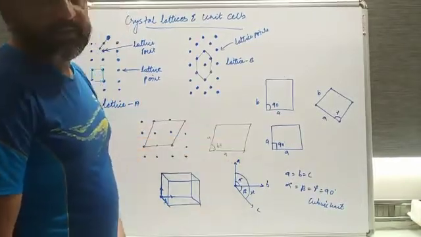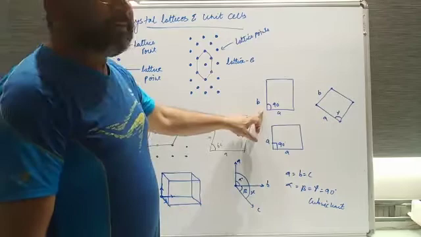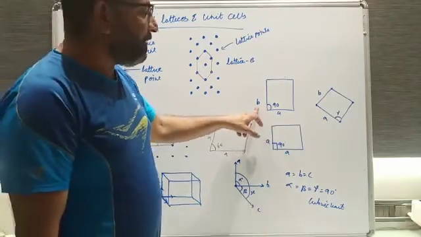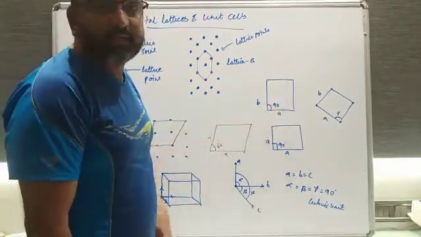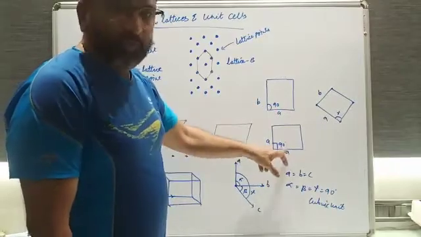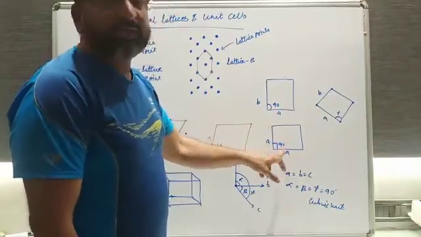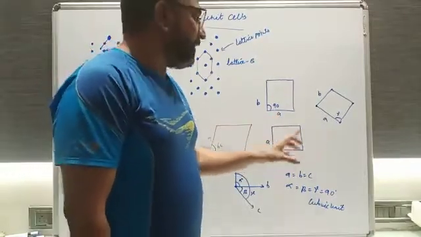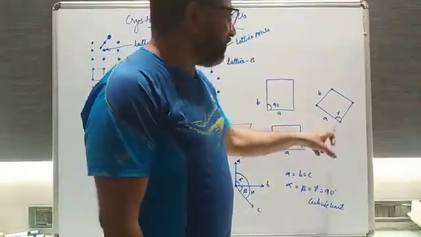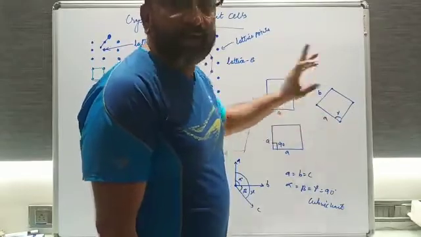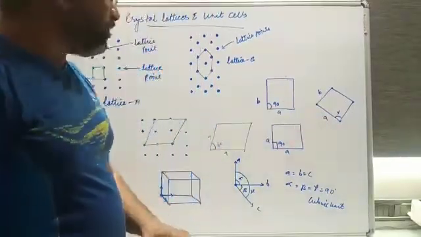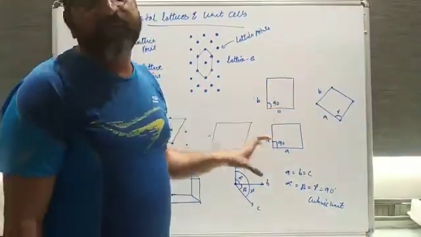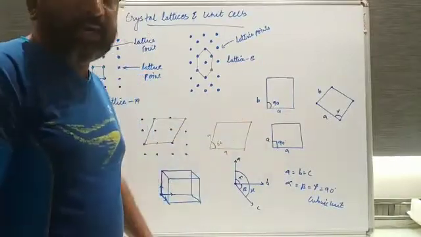So this can be considered as a parallelogram. Here it can be a rectangular shape. A and B both are different, but the angle is 90 degrees. So this is a rectangle. Here it can be a square. Is it fine? So both A are similar and the angle is 90 degrees. So this is the square type. And this can be a kind of rhombus, in which the angle will be different, and A and B will also be different. Is it clear, students? So these are the different shapes of the unit cell. And this is the 2D diagram of these things.